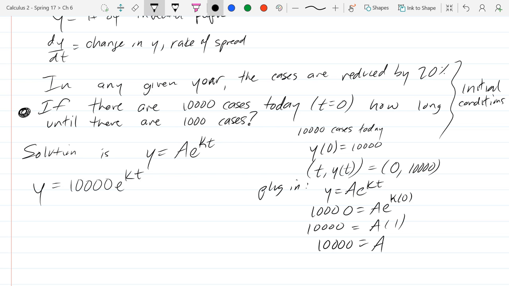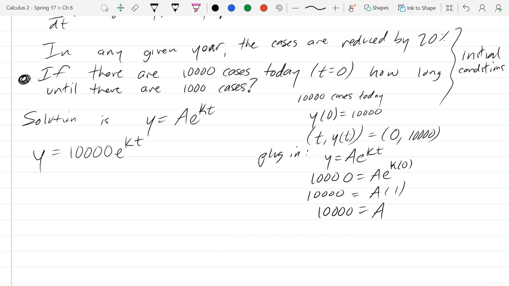So in a given year, the cases are reduced by 20%. There's a few ways to apply this. One way is think year zero, we had 10,000. So how many cases are we going to have in year one? 20% less, so what's 20% less of 10,000? 8,000. So we got 10,000 first year, we'll get 8,000 the next year.